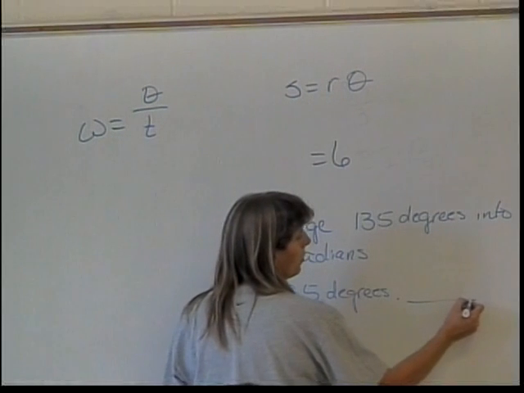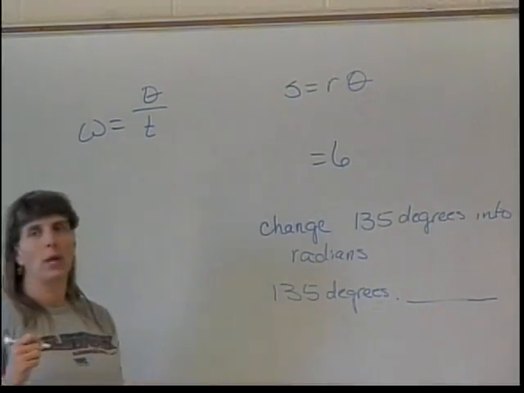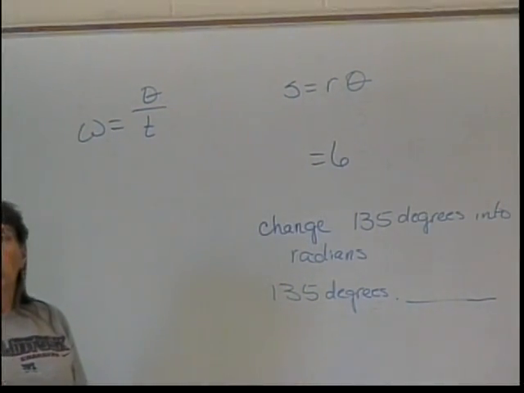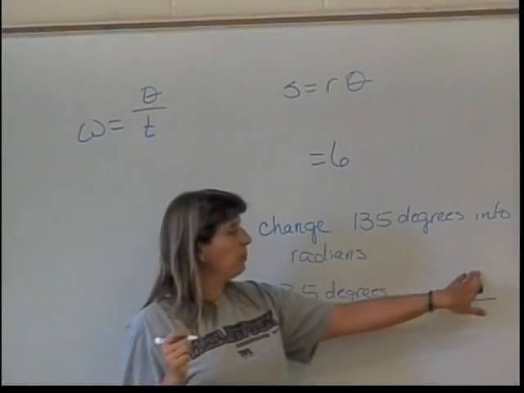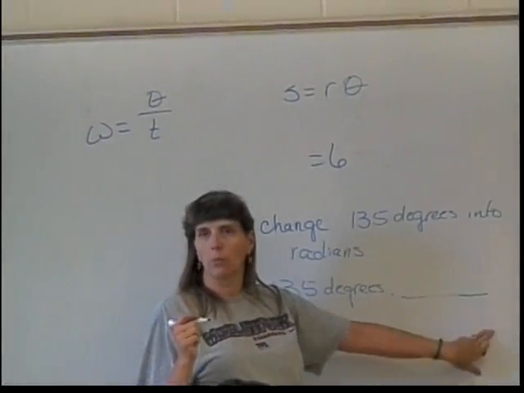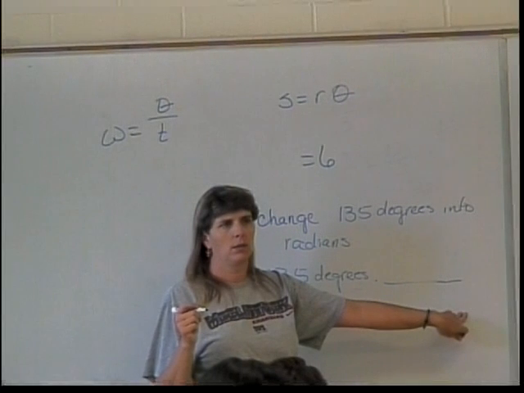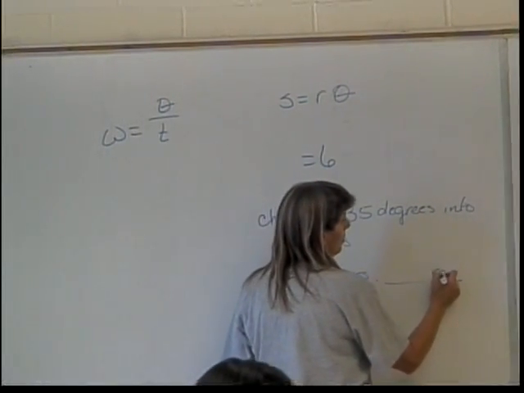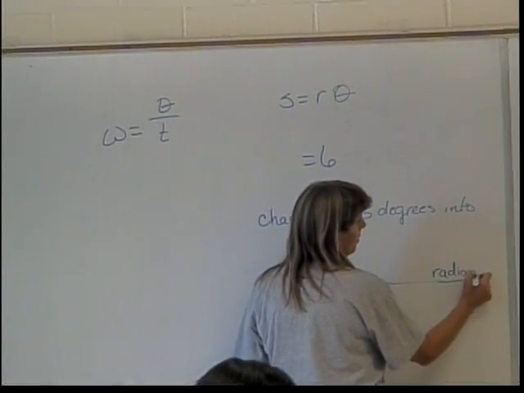Multiplying it by 1 so that I get rid of my degrees and end up with radians. What will need to be on the top in terms of units and what will need to be on the bottom in terms of units? Radians on top. That means degrees must be on the bottom.